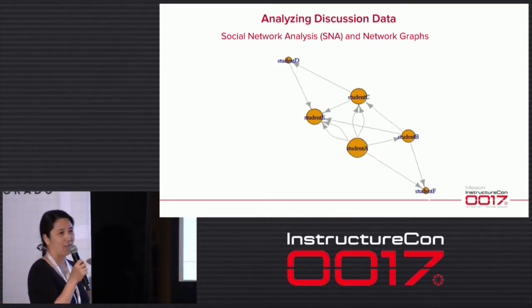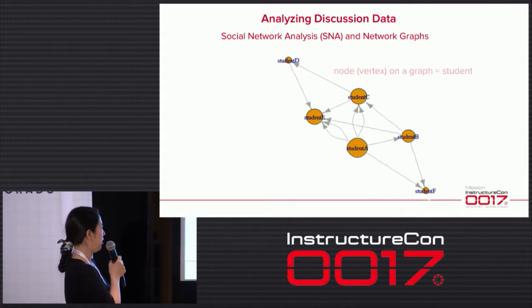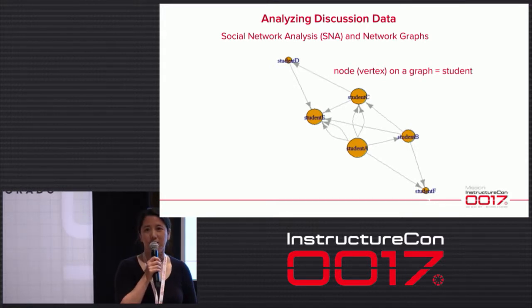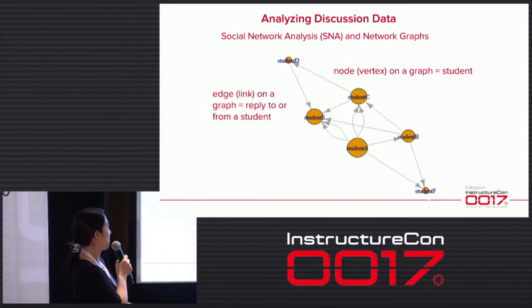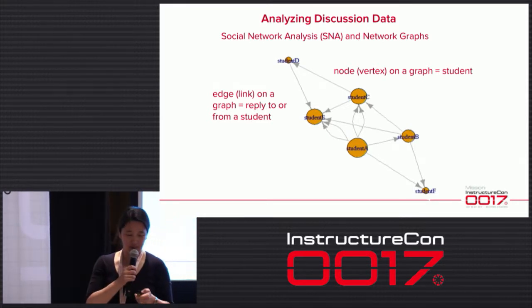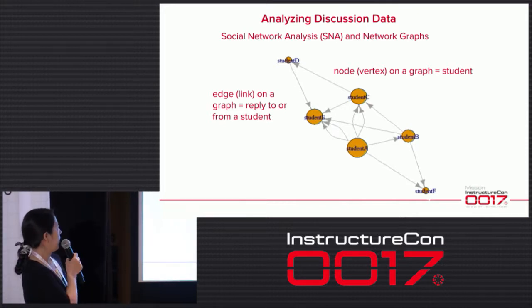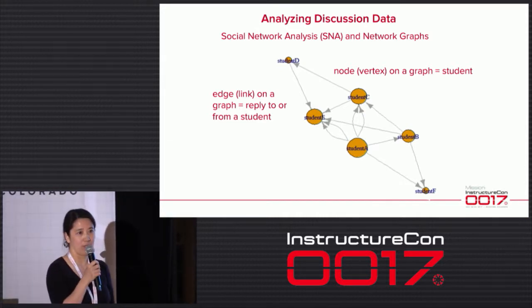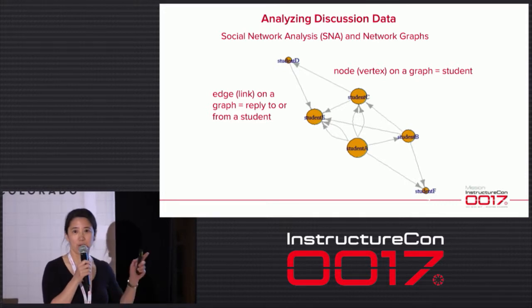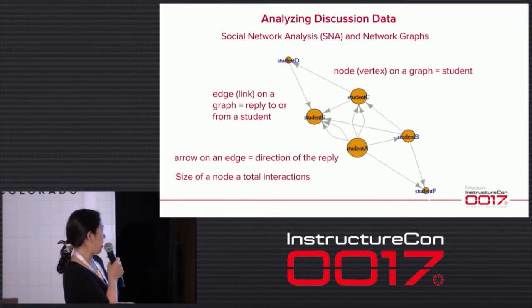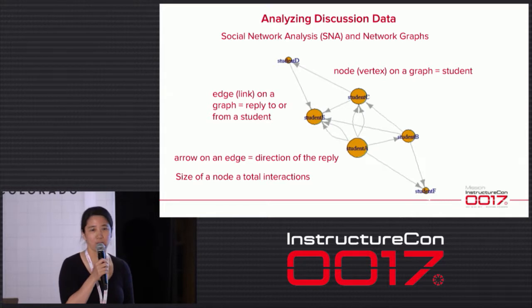Basically, the social network diagram is composed of nodes. Those nodes represent students. And the edges are these links. The links refer to the reply to or from a student. The arrow tells you whether it's a to or from. And the size of a node corresponds to the total interaction associated with that student.